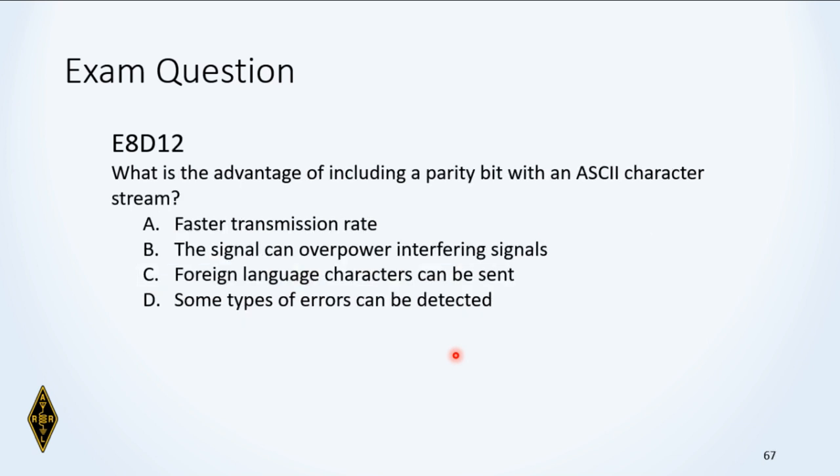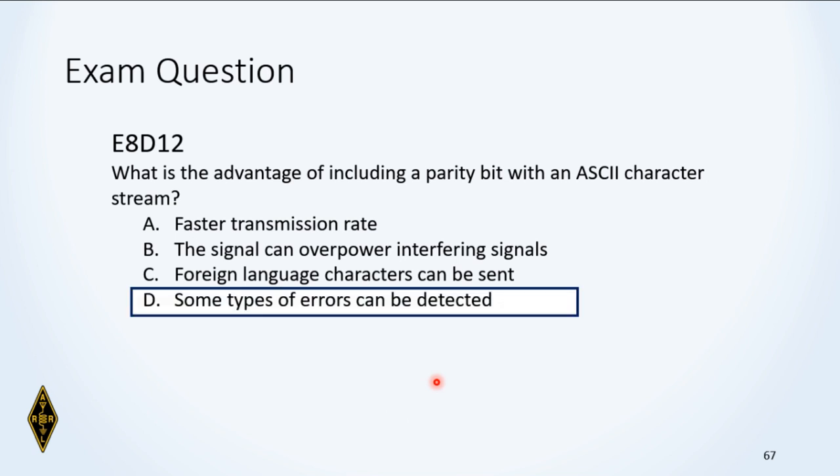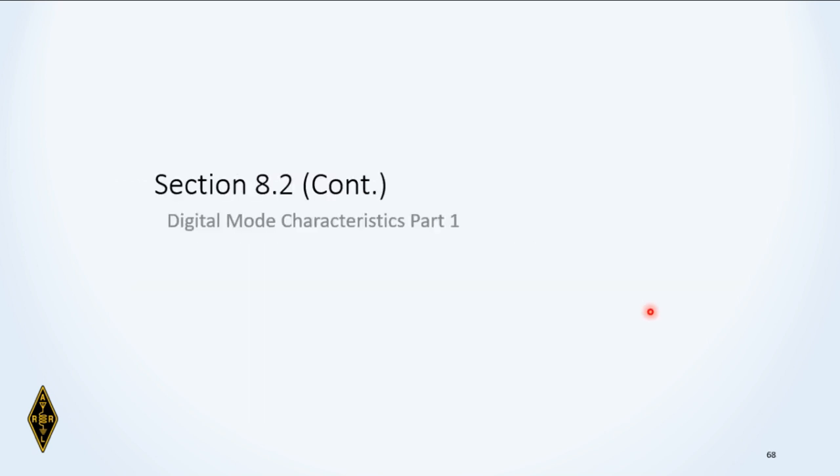What is the advantage of including a parity bit with an ASCII character stream? Some types of errors can be detected. It's not super reliable, but it's better than nothing. Okay, now we're going to get into some more interesting things about digital characteristics.